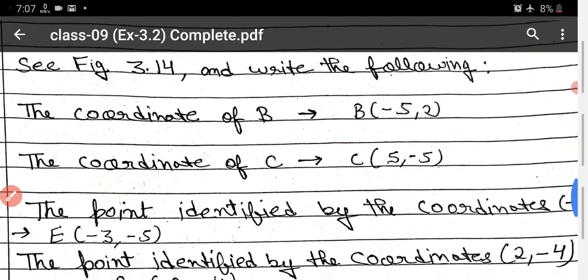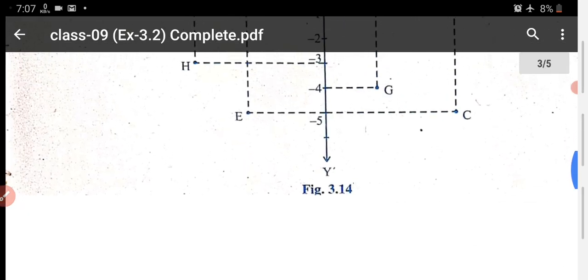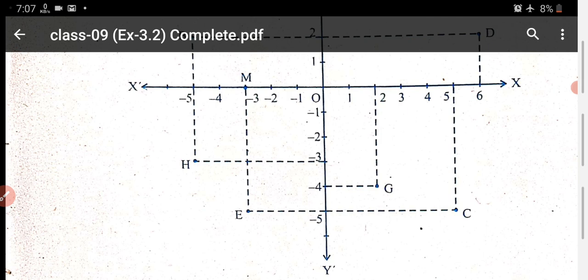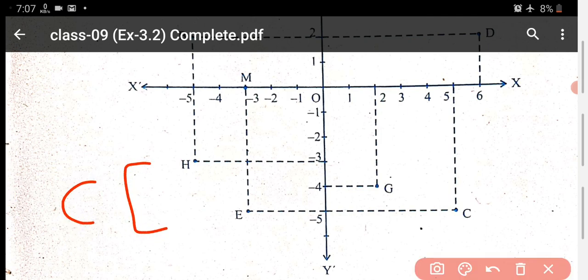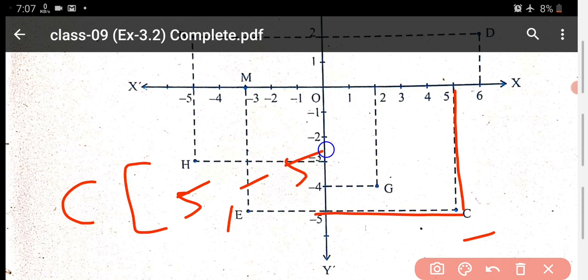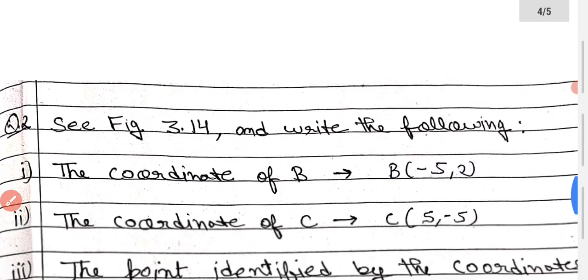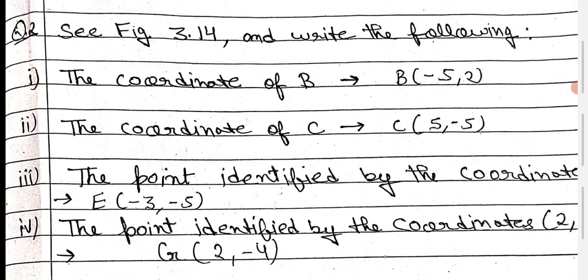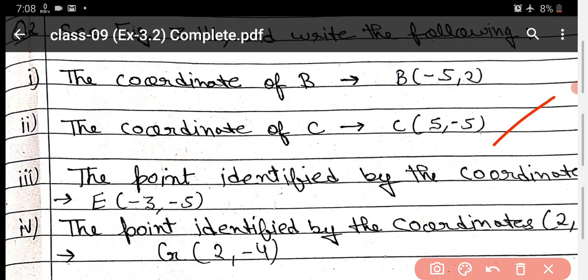Now the second question is the coordinates of point C. Just look at the diagram for point C. Where is C? Right here, just see. The first value is x. For the point C, the value on the x-axis is 5, so write 5, and the value on the y-axis is -5, so write -5. So the coordinates of the point C are 5 comma -5. You have to write the same thing in your answer: the coordinates of the point C are 5 comma -5.